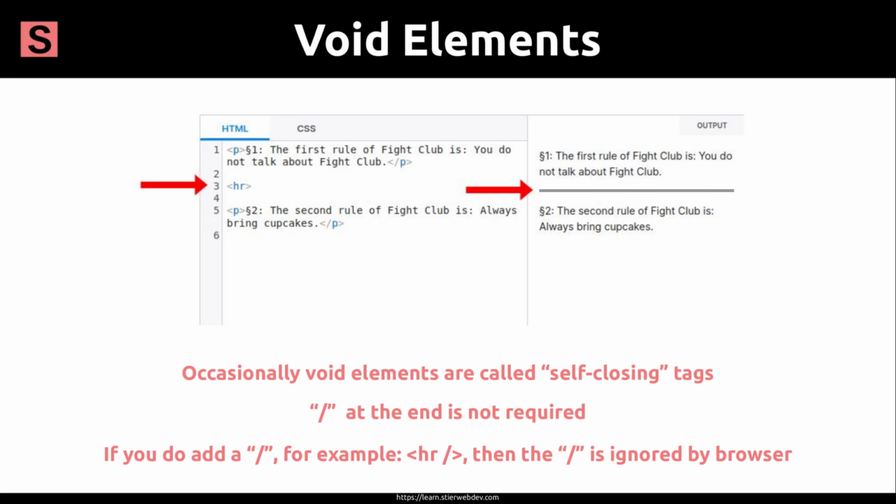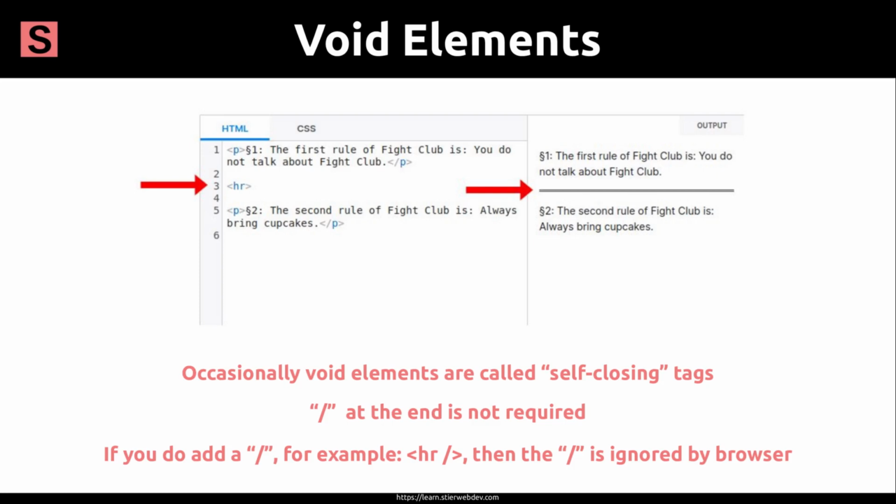So now we know that elements can be nested inside of each other. However, some elements can't have anything nested inside them at all. We call these elements void elements. They aren't allowed to have a closing tag, and no slash symbol is needed. In this example, you can see an HR element, which is used to create a horizontal line or rule across the page. Sometimes you may hear void elements called self-closing elements or self-closing tags.